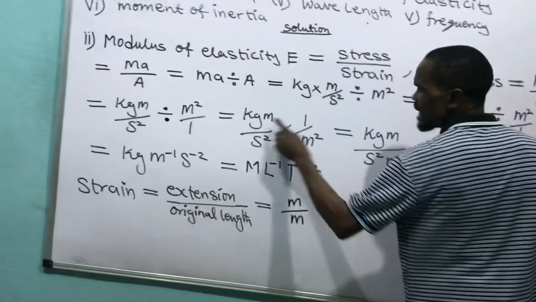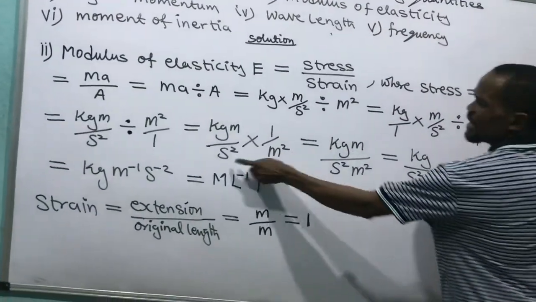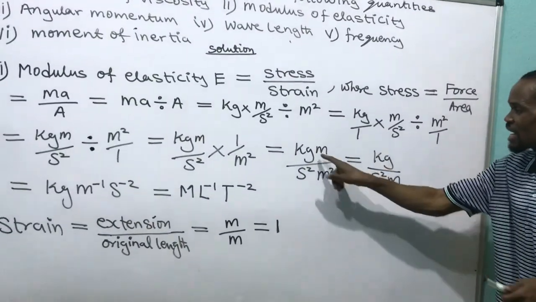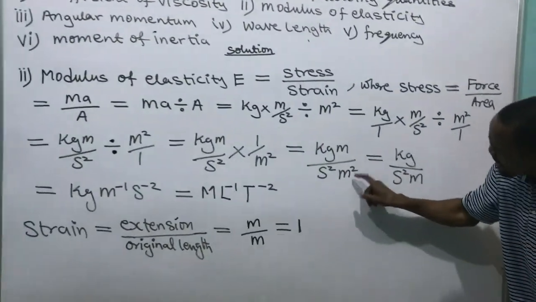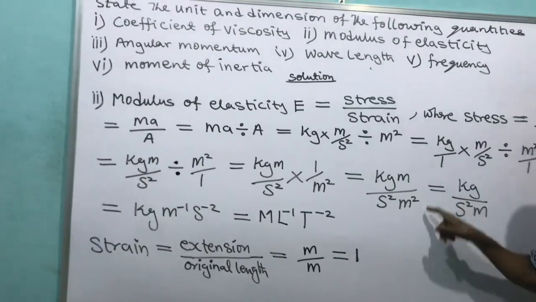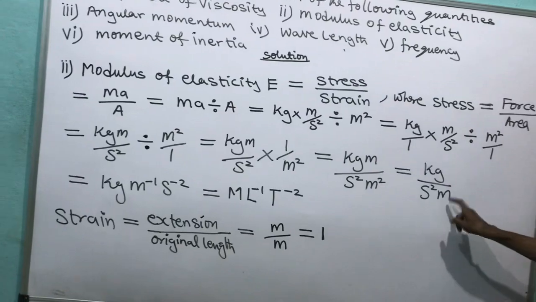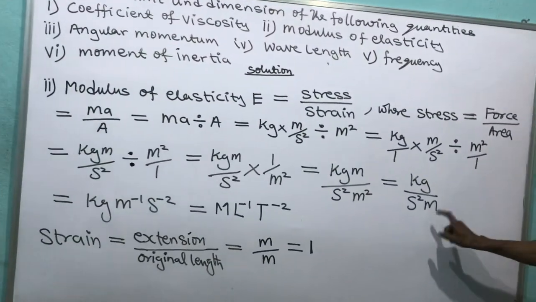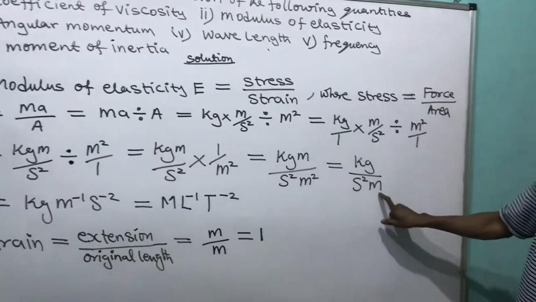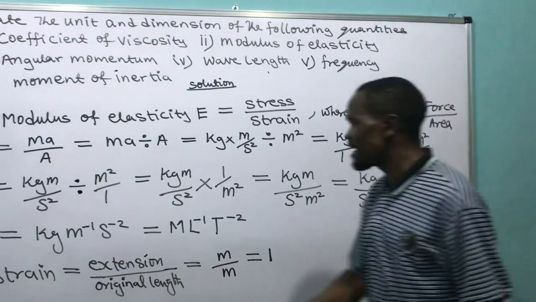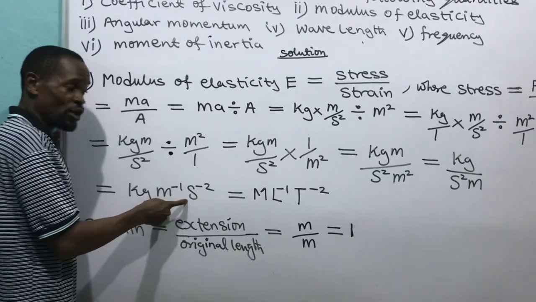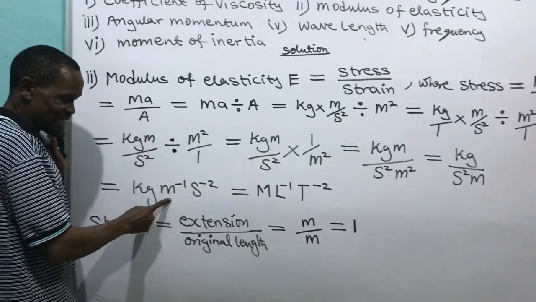This time this will give me kilogram meter, and this time this will give me second square meter square. And this can now cancel. 1 meter here will destroy 1 meter here. Meter square is meter times meter, so 1 meter will destroy it, leaving you with 1 meter here. Have you seen it? That's 1 meter. Then this can be written as kilogram per meter per second square.